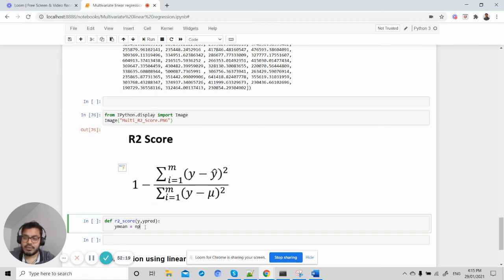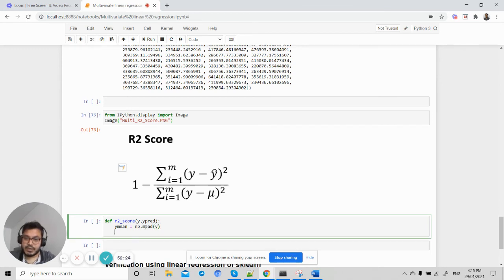So firstly I am calculating mean. So this is my mean of y. Okay. So the first one is, so let's take this as numerator, y minus predicted. This is my predicted square. Then we will take sum.